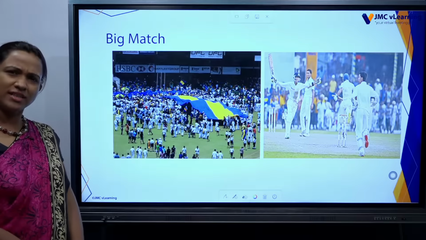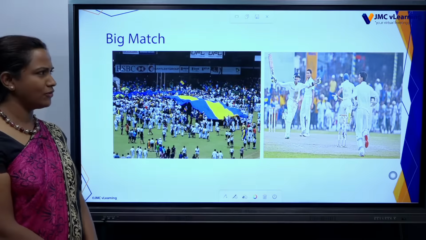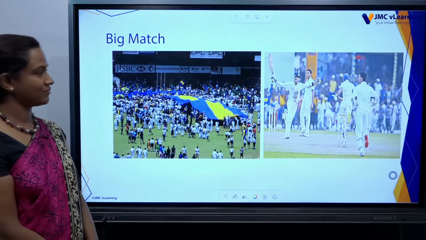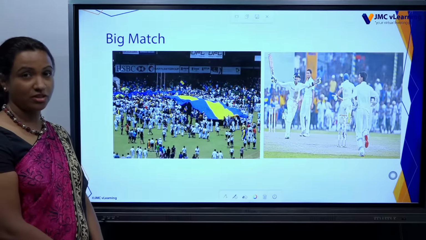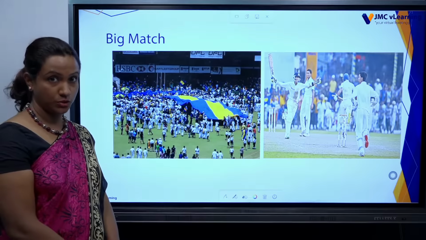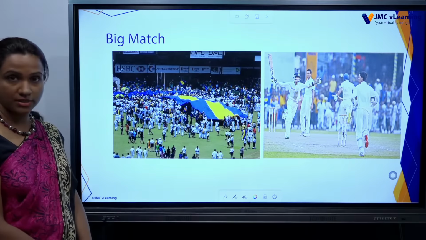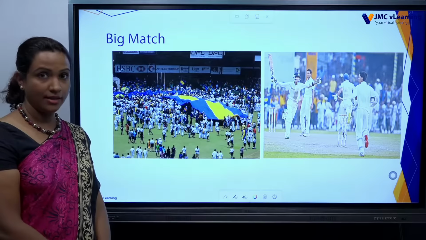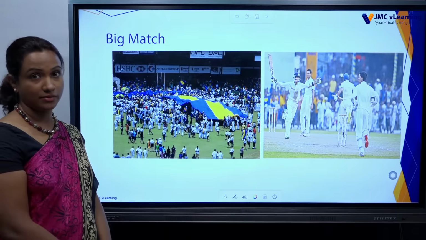Children, what is a big match? Have you gone to a big match? Yes, this is a cricket match played by the 2 big public schools. These examples are from the Sri Lankan context, but big matches are played at international level as well.